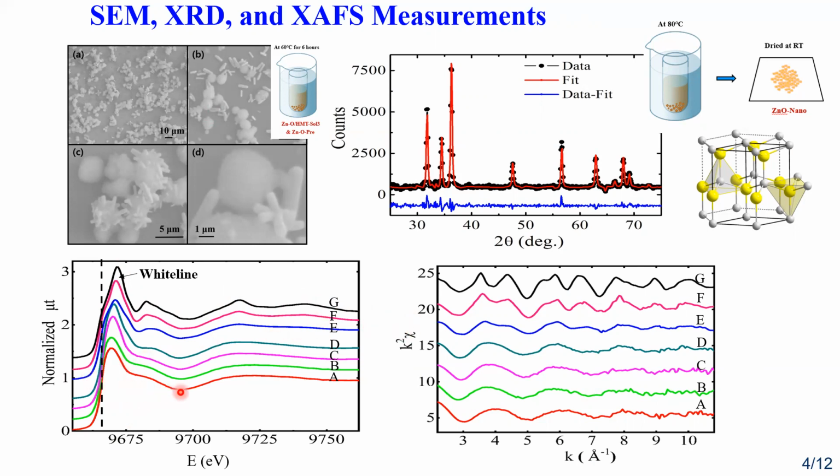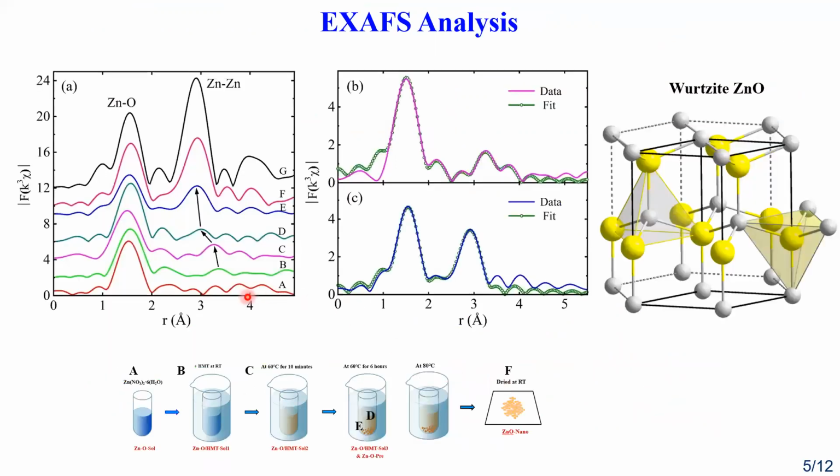After we remove the atomic background, we got the zinc oxide XAFS data. This is what we got from here. After we got the XAFS signal, we transformed it to R space. So this is the XAFS data measured from the zinc oxide growth stage, and this is the initial stage. This is when we apply HMT.